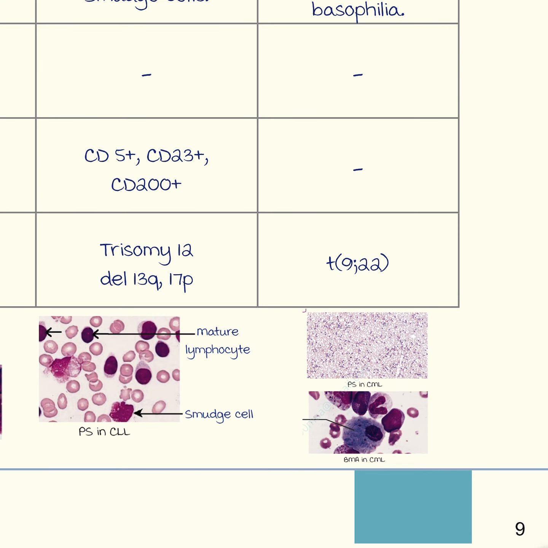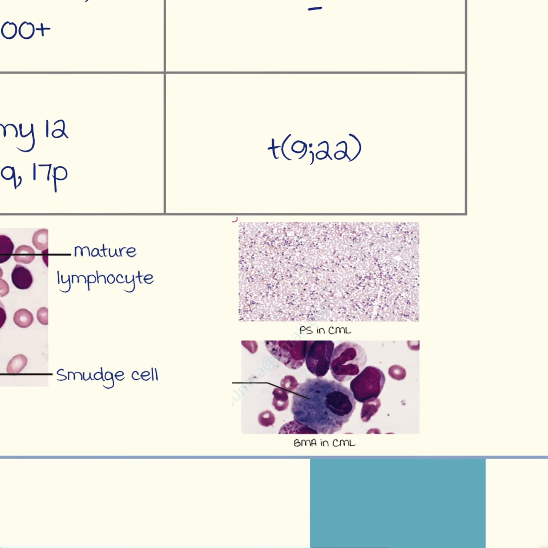There is a translocation of 9 and 22. On chromosome 9 there is the ABL gene, and on chromosome 22 there is the BCR gene. There is a translocation between these two genes, and this chromosome is called the Philadelphia chromosome. I will show you this.